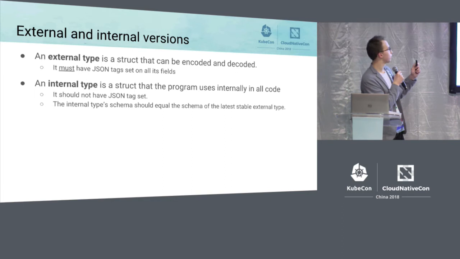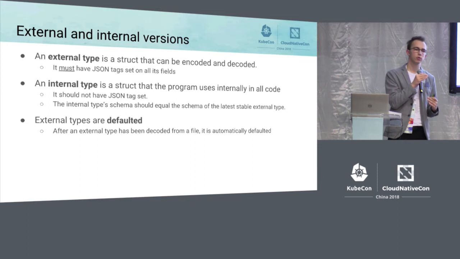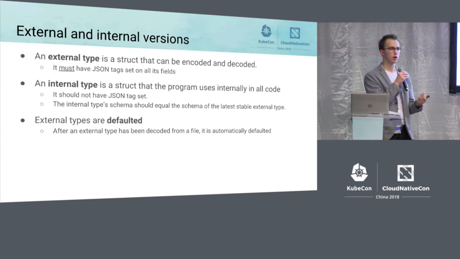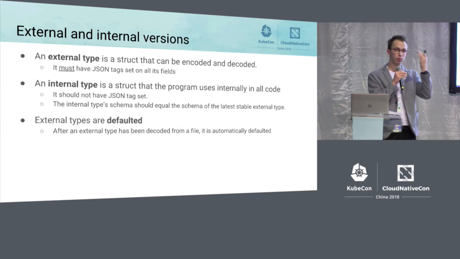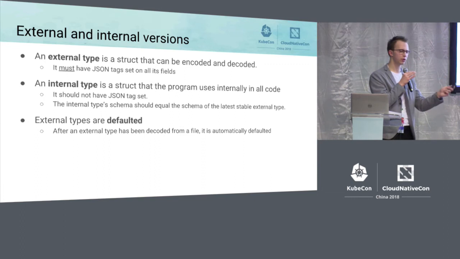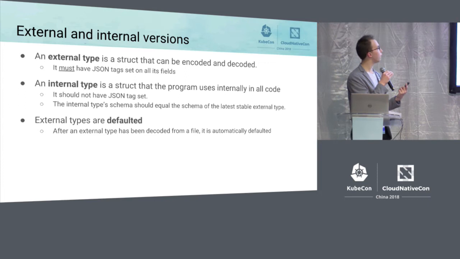Why we have this is because we want to support many external versions. We want to support loading your configuration from v1 and v2 and v3. We want to support loading those and using those in our component, in our application. For example, Kubernetes supports many versions of the apps API. You can specify deployments of type version 1 beta 1, version 1 beta 2, version 1. So we should have this functionality. So we create many external versions and create conversions from that external type and its schema to the same internal type. And that same internal type we use everywhere in our code.